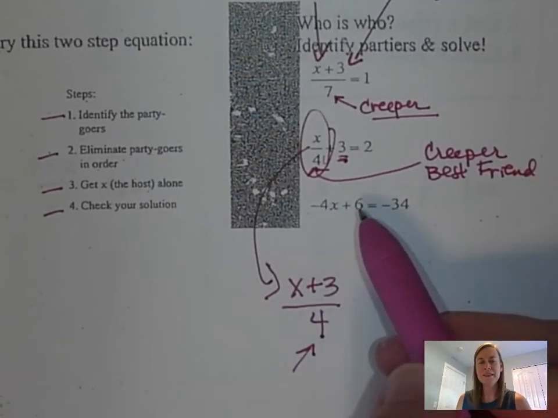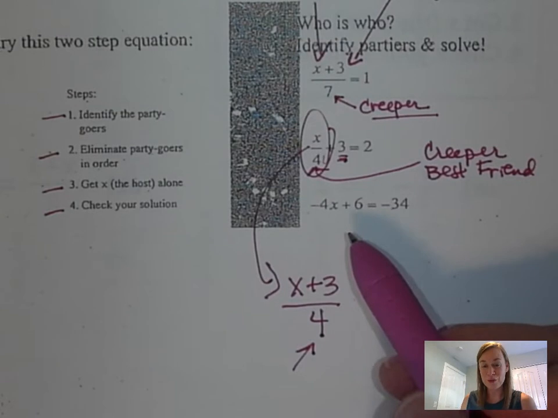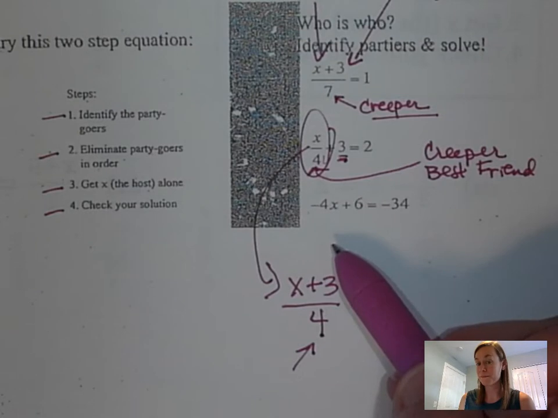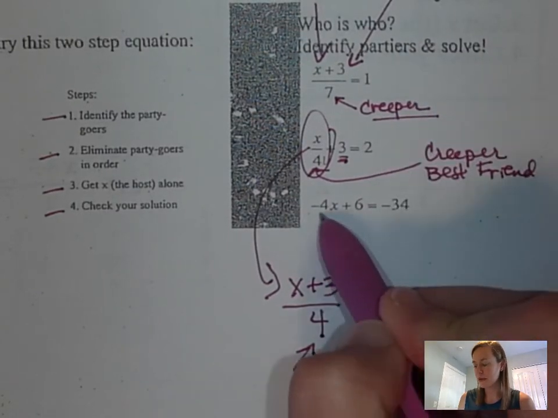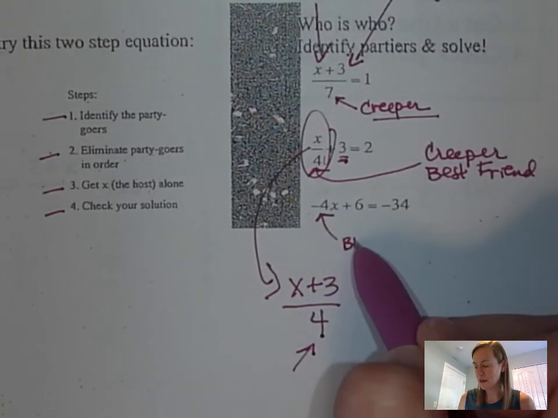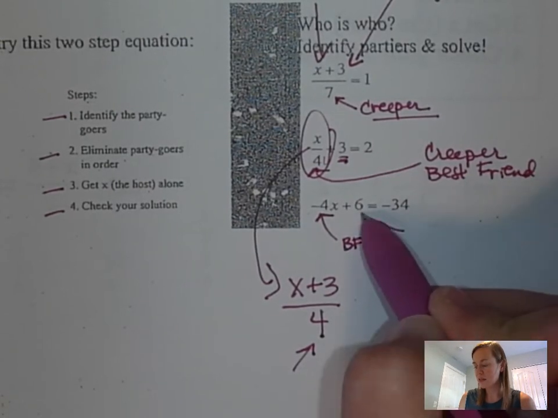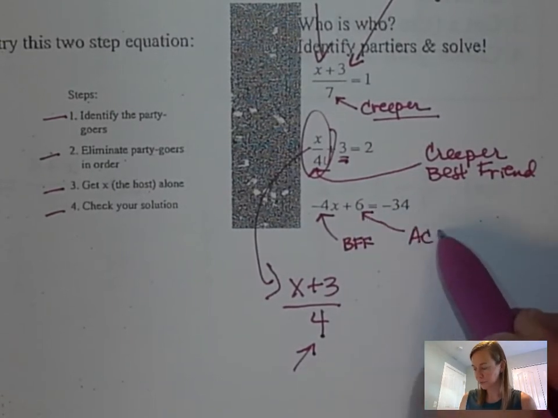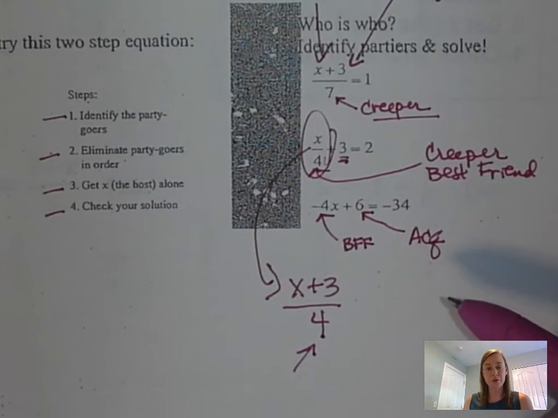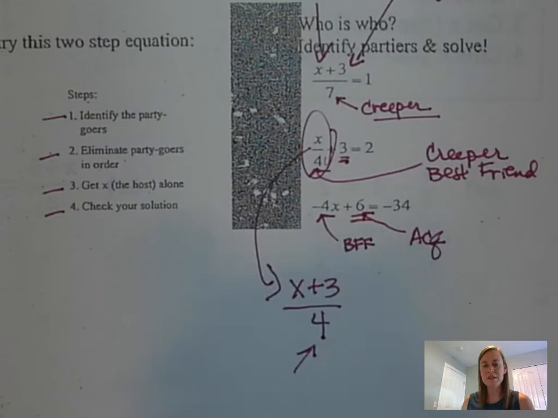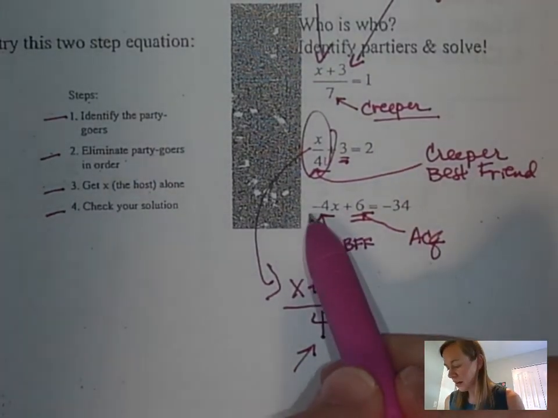Okay, let's look at this example here. Negative 4x plus 6. Think about it really quick. Pause your video if you want to. What are you going to get rid of first? And let's label them. Okay, negative 4, what is he? That's going to be our BFF, our best friend. And then 6 is going to be the acquaintance. So who goes home first? 6 goes home first. And then once 6 is gone, then our negative 4 can go home.